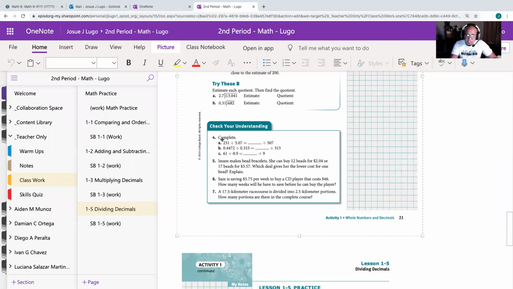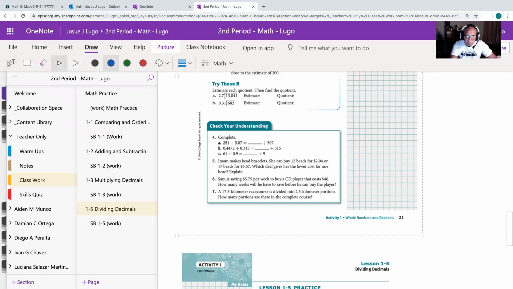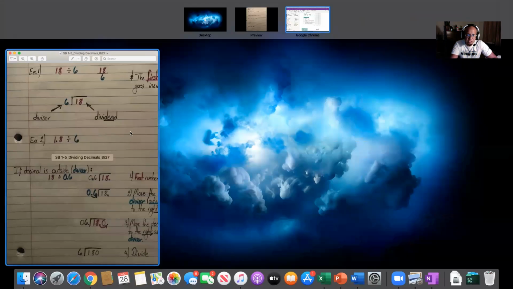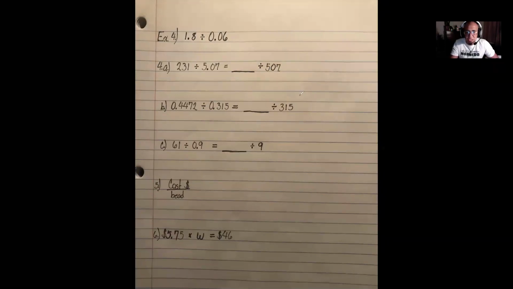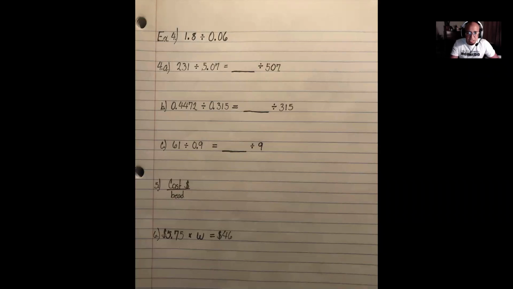Okay, so number 4, you see this. We have A, B, and C, and it simply says complete. What does that mean? It says 231 divided by 5.07 is equal to something divided by 507. Ladies and gentlemen, all of what this is really asking, and I'm just going to go back to my notebook, if you can see, I just copied it down: 231 divided by 5.07 is equal to something divided by 507. Notice how really all of what they've done is move the decimal over twice. So really they just want us to divide this. Let me show you. Let's just put this into perspective.